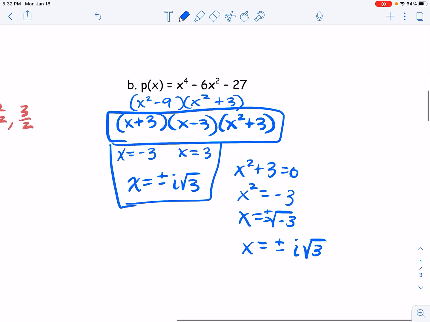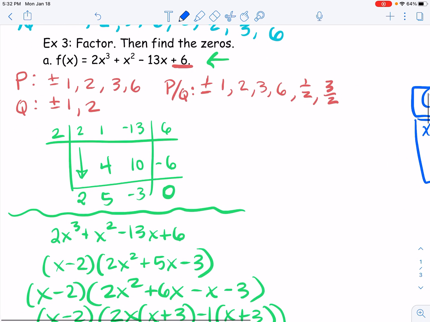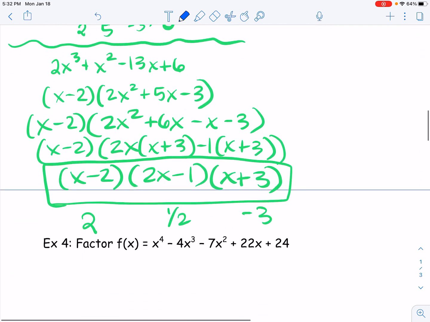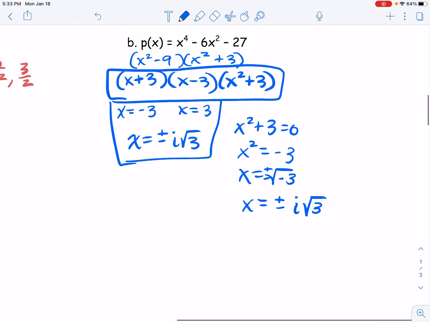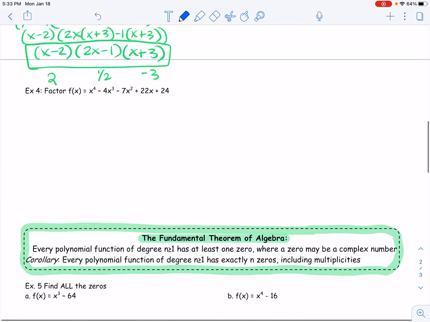Now let me show you something. How many zeros are here, real and imaginary? We have 2 real, 2 imaginary. That's a total of 4. Over here, how many zeros did we have? 3 reals. I think it's a coincidence. I don't know. Okay, let's try it again.